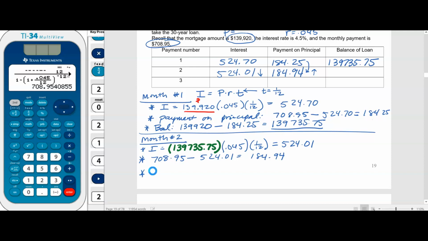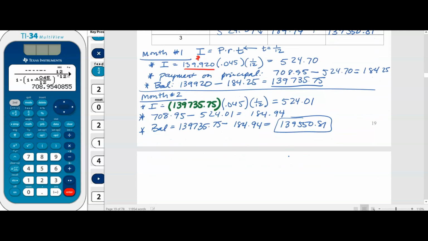And then the last step, the balance of the loan, is $139,735.75 minus $184.94, and we get $139,550.81, and that's going to go in the spot where it says balance of the loan. Okay, that is going to be your new balance for month 3.